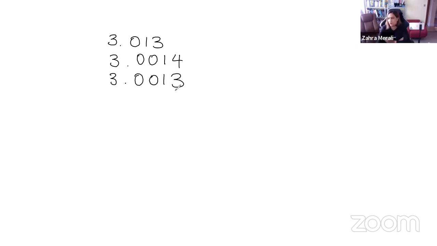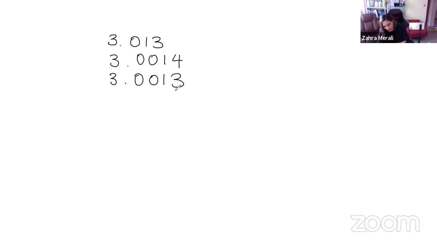Now let's have a look at everything connected to that. So let's calculate with decimals, look at simplifying fractions and calculating with fractions. So if we've got decimals, say we have 3.013, 3.0014, 3.0013, and you wanted to write them in order from biggest to smallest.